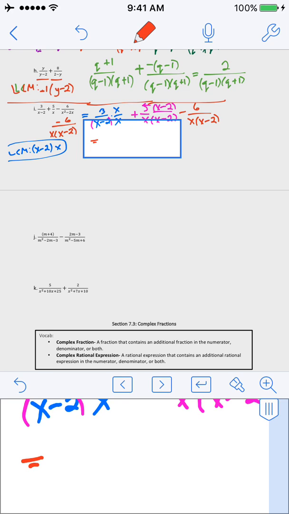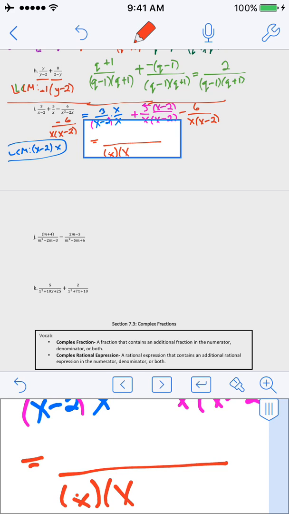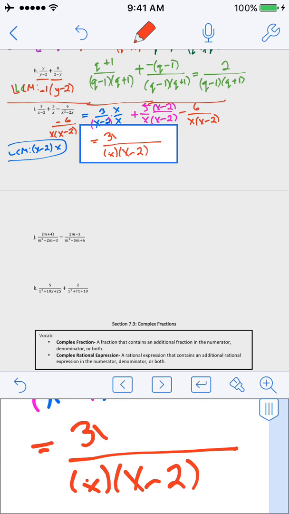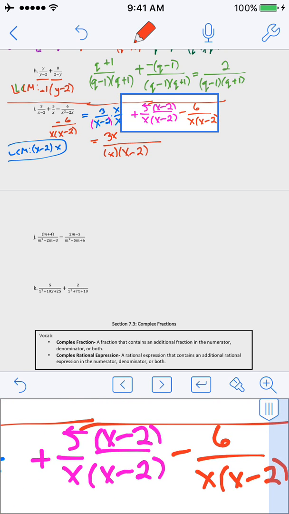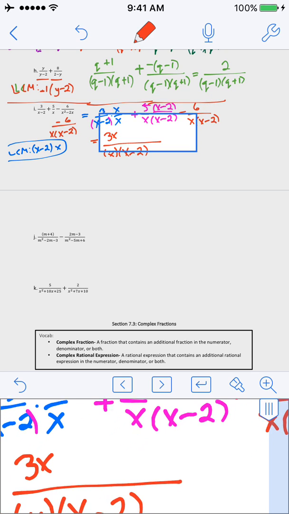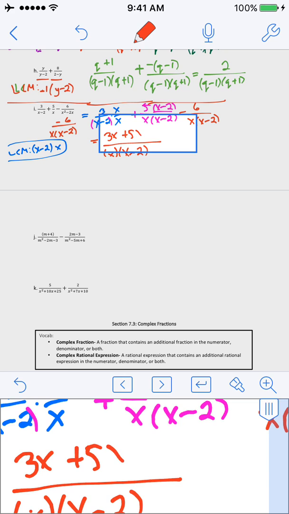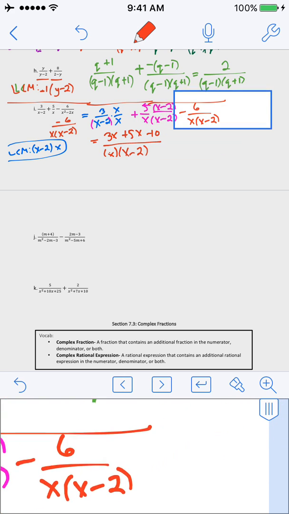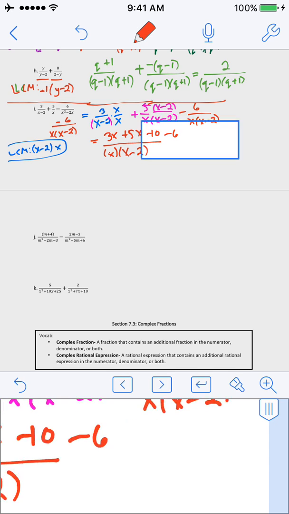So equals x minus 2. Alright, in the blue one, I ended up getting a 3x in the numerator. In the pink one, I have 5 times x, which would be 5x. And then 5 times negative 2 would be negative 10. And then in the last one, I have a minus 6.